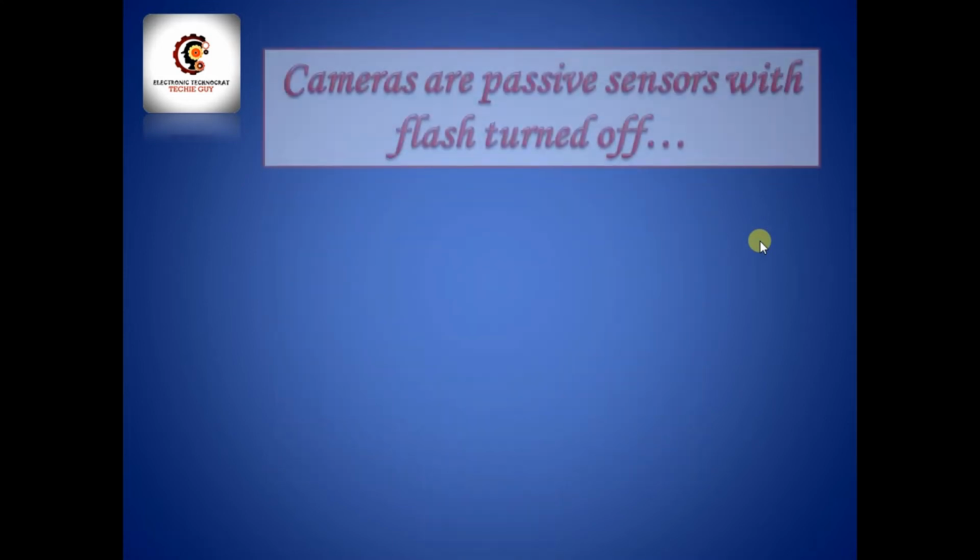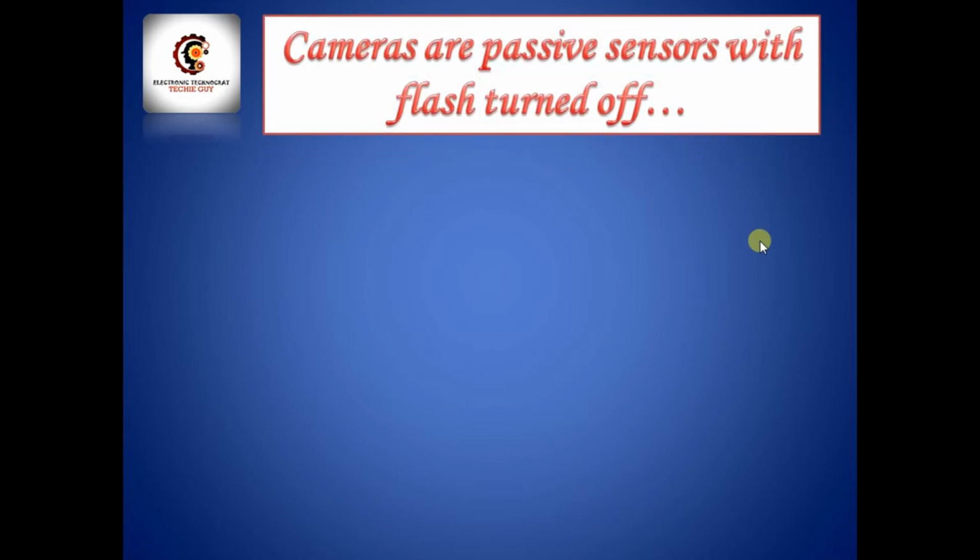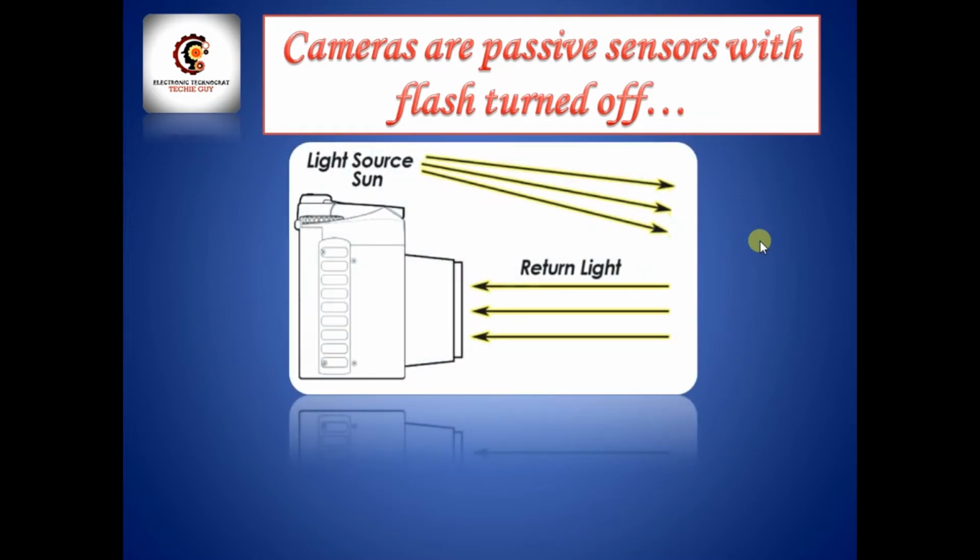Now, we go to the second part, that is the principle behind passive sensors. Cameras are passive sensors with flash turned off. Please justify this statement. I'm going to justify this statement for you. You can see the diagram here.